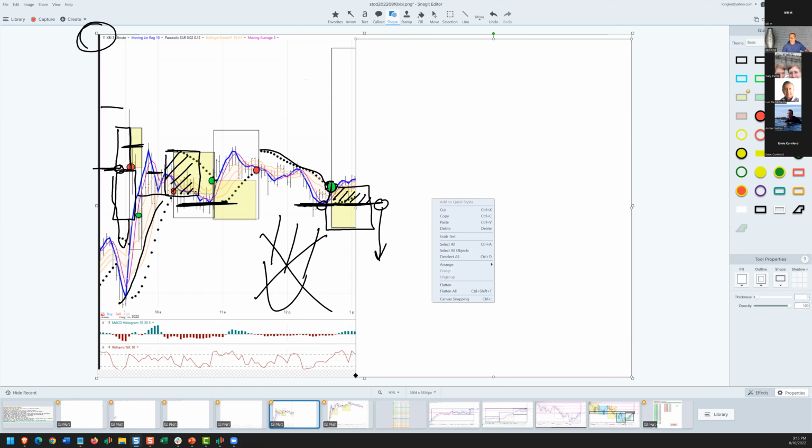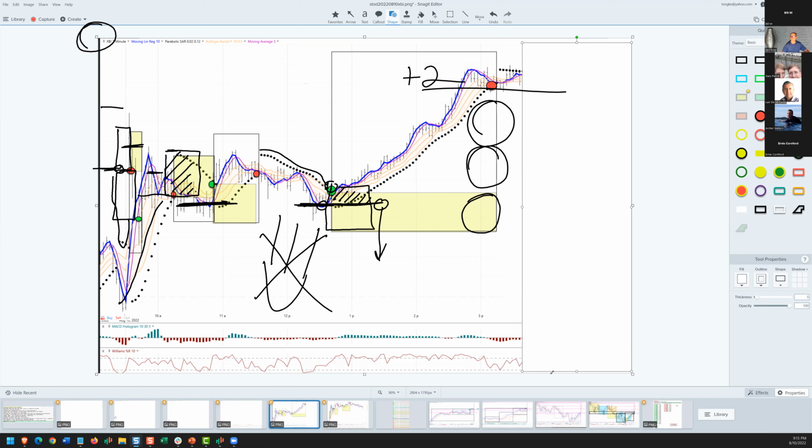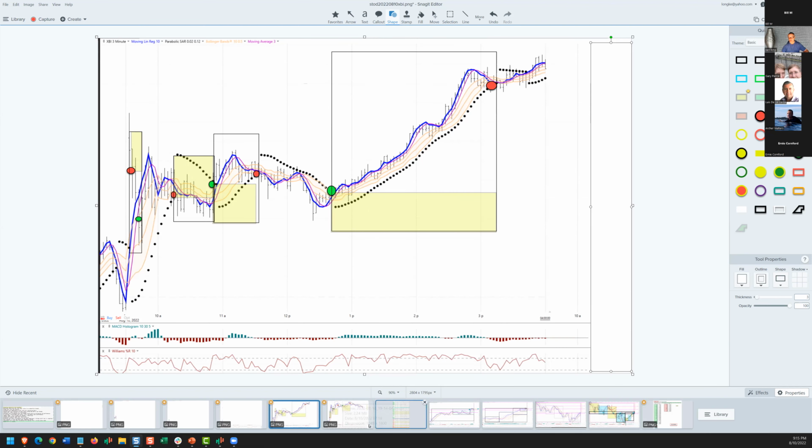Trusting the PSAR gets us a nice trade. So there's 1 unit of risk. So that's about 1, plus 2. And that took us right into the close. So pretty good work on that one. Once it got out of that morning chop, it did fine.